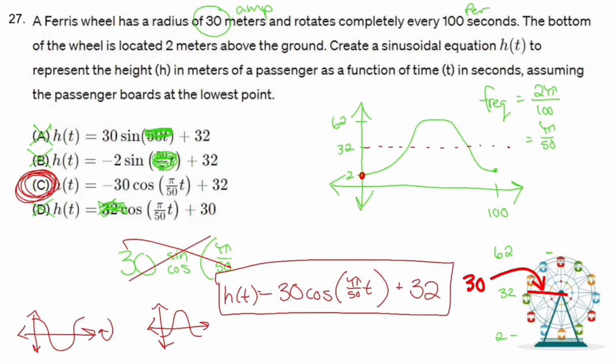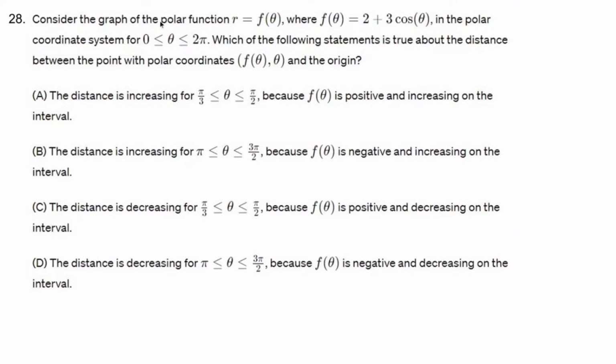I hope this helps. Consider the graph of the polar function r equals f of theta, where f of theta equals 2 plus 3 cos theta in the polar coordinate system for theta between 0 and 2 pi. Which of the following statements is true about the distance between the point with the polar coordinate f of theta and the origin? All right, I did a problem like this in a previous part of the test where I don't like to look at these and try to draw this out.